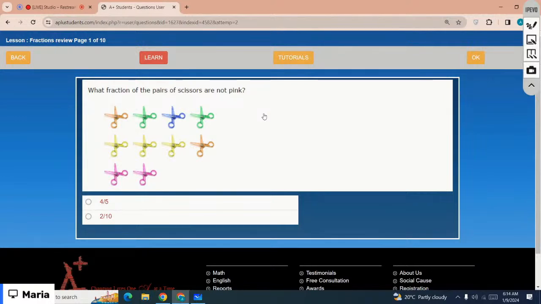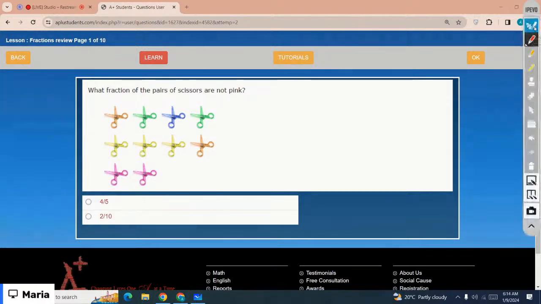Only two of the Caesars are pink. Not pink are 8 out of 10, right? And you can divide them by the common denominator 2, so that would be 4 over 5. Two of them are pink and not pink would be 8 out of 10. You can divide both numerator and denominator by 2 because 2 is the common factor, so 2 times 4 is 8 and 2 times 5 is 10. That is 4 out of 5.